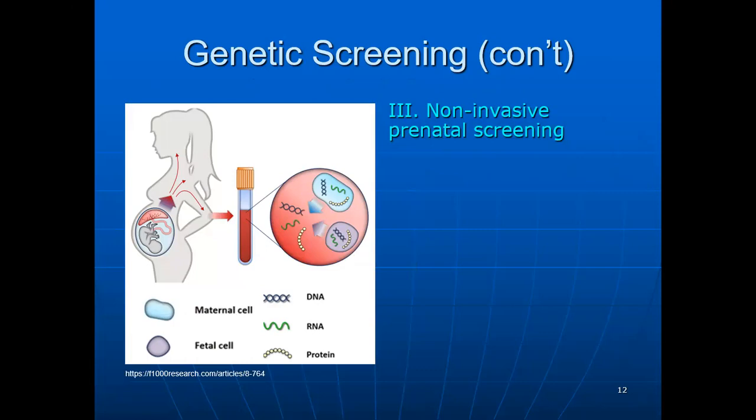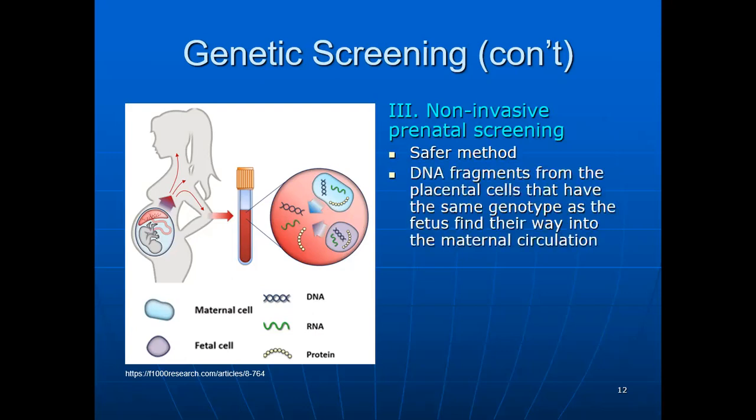And then you see here in the blood sample, you've got mother's cells, so maternal cells, and you've got the fetal cells in purple color. Some of the cells already die off, but the DNA, the proteins will be spread all over the blood. So therefore, they can take a sample from the mother, which may contain the DNA fragments of the fetus. And then they can test for the presence of the mutant allele. So this is the latest method, non-invasive prenatal screening. So it's a safer method. DNA fragments from the placenta cells that have the same genotype as the fetus find their way into maternal circulation.